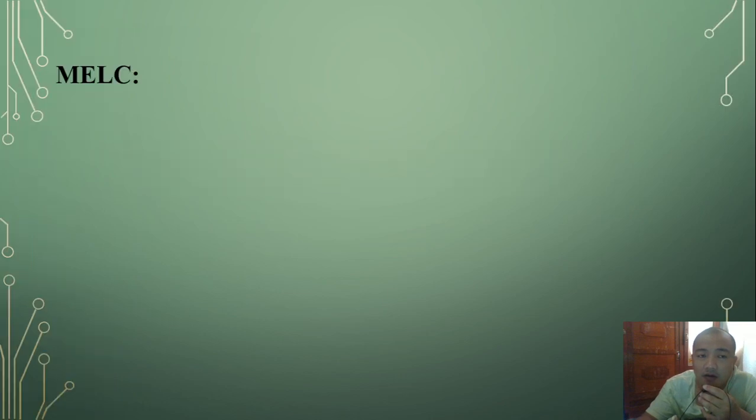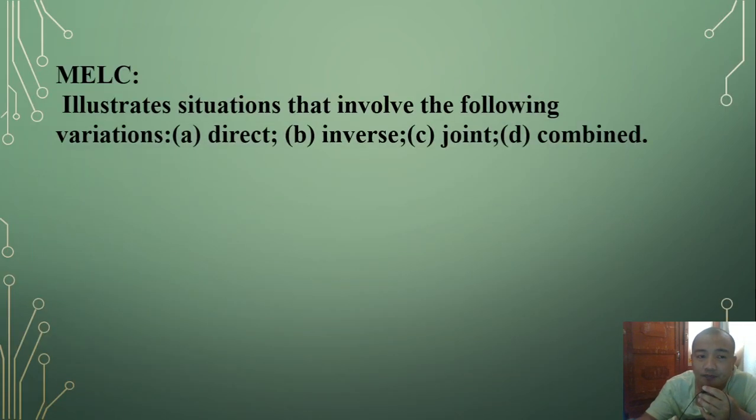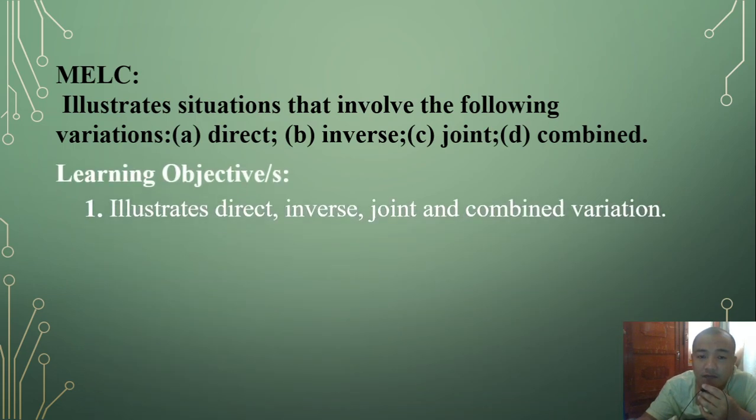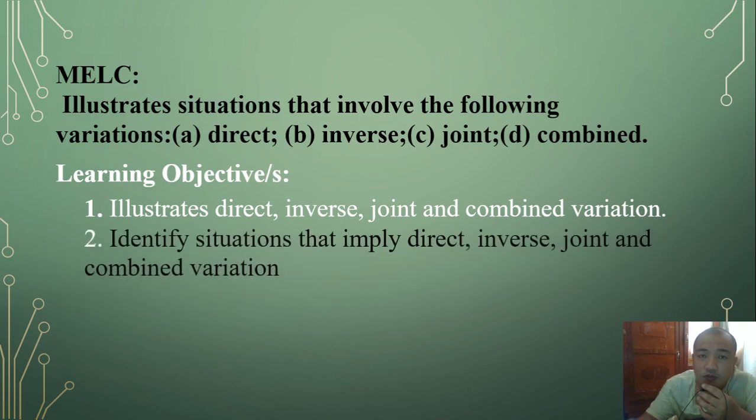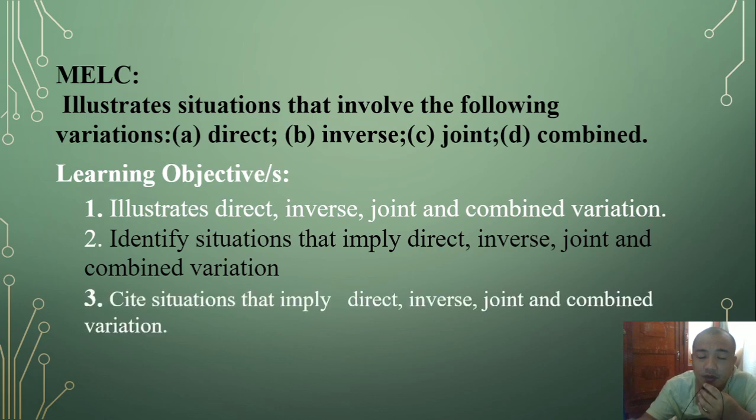So the MELC, or the most essential learning competency, illustrates situations that involve the following variations: direct, inverse, joint, and combined. And for the learning objectives, we have: illustrate direct, inverse, joint, and combined variation. Identify situations that imply direct, inverse, joint, and combined variation. And cite situations that imply direct, inverse, joint, and combined variation.